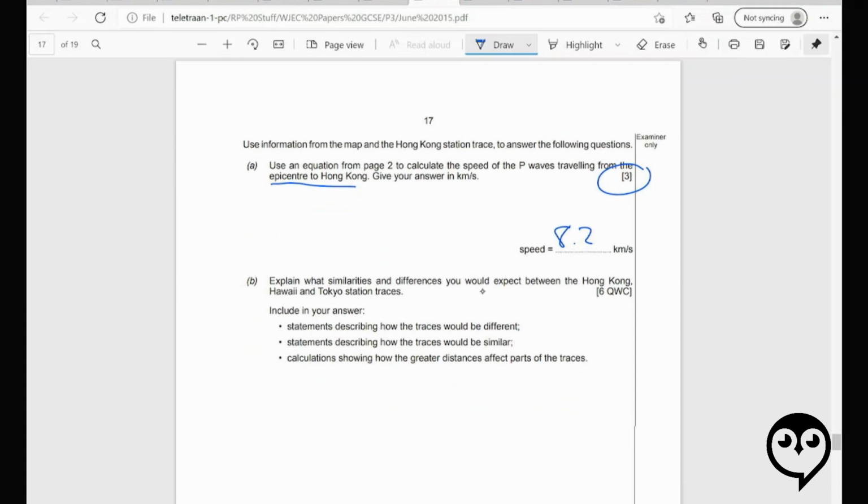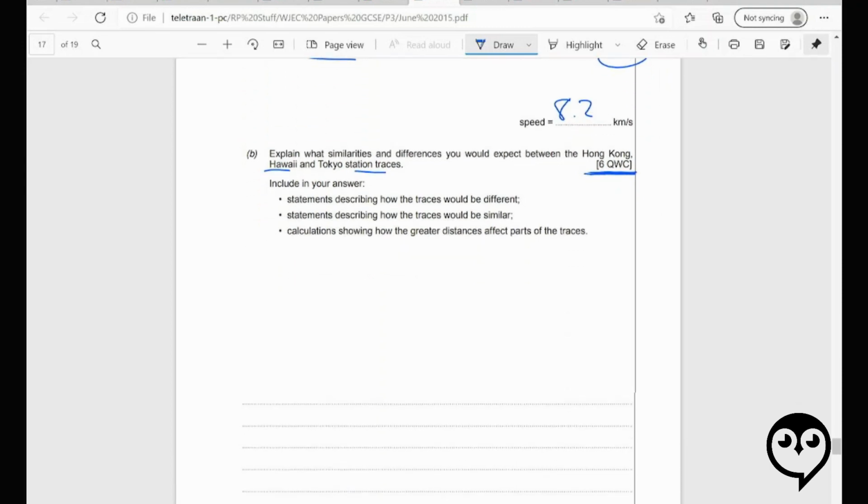Explain what similarities and differences you would expect between Hong Kong, Hawaii, and Tokyo trace stations. Okay, here's a little written answer. And they're telling you what to write about. Statement describing how the traces would be different. How would the traces be similar? And calculations showing how the greater distances affect parts of the traces.